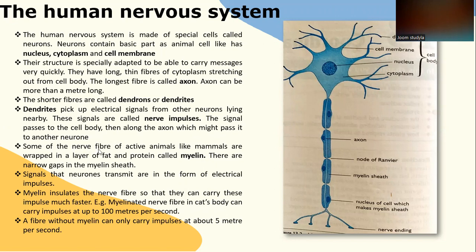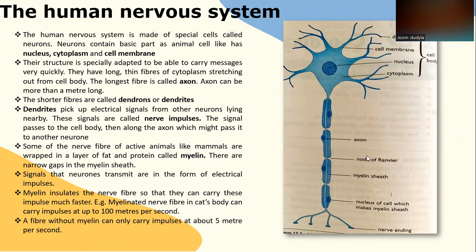Some of the nerve fibers of active animals like mammals are wrapped in a layer of fat and protein called myelin. There are narrow gaps in the myelin sheath. Signals that neurons transmit are in the form of electrical impulses. Myelin insulates the nerve fibers so that they can carry this impulse much faster. Myelinated nerve fibers in a cat's body can carry impulses at up to 100 meters per second, while a fiber without myelin can only carry impulses at about 5 meters per second.